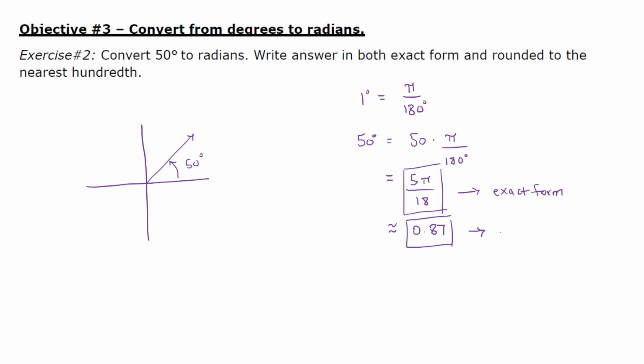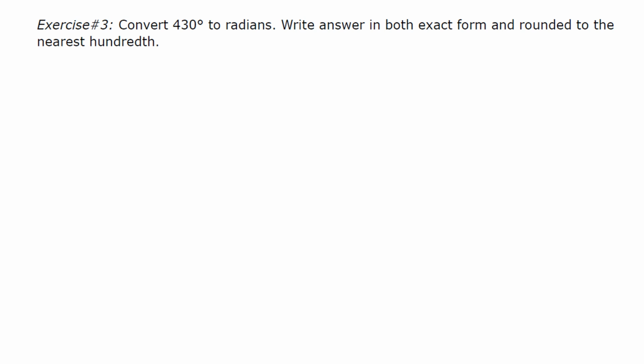And the second one would be the rounded or estimation or decimal form. All right, let's do another one. Convert 430 degrees to radians. Write answer in both exact form and rounded to the nearest hundredth.